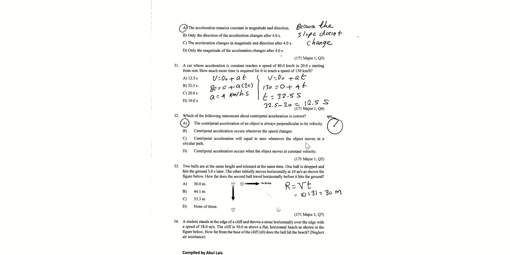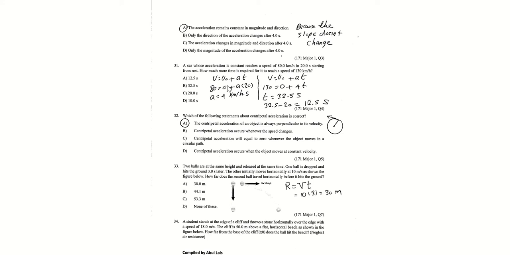Now we can move on to number 31, and it says that a car whose acceleration is constant reached a speed of 80 kilometers per hour in 20 seconds starting from rest. How much more time is required for it to reach the speed of 130 kilometers per hour? So let's think about it. First thing, we need to find the acceleration.